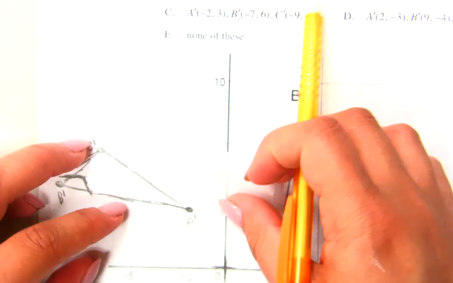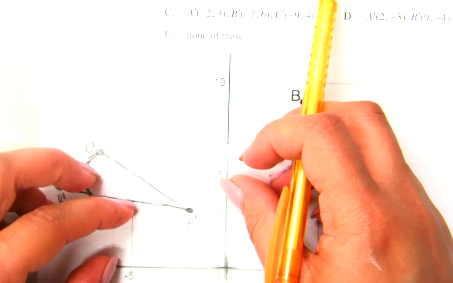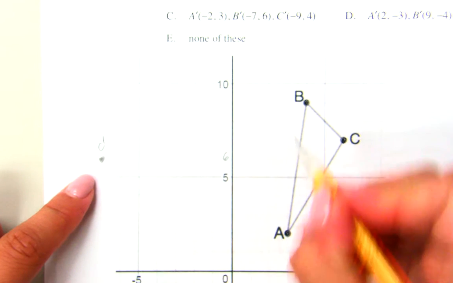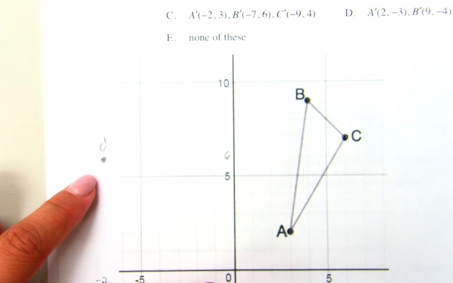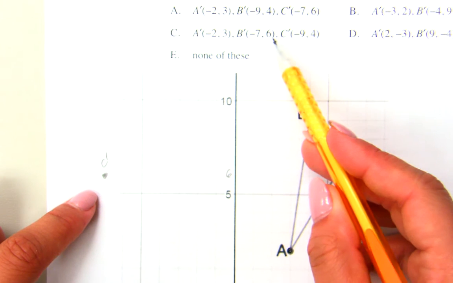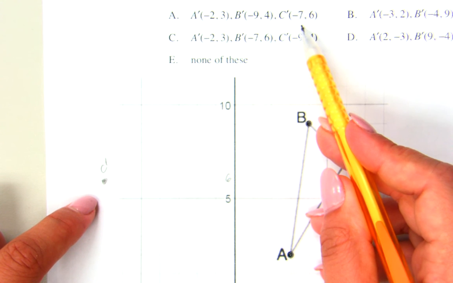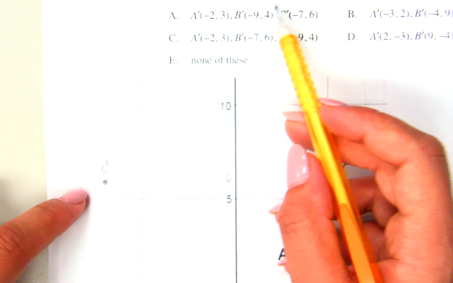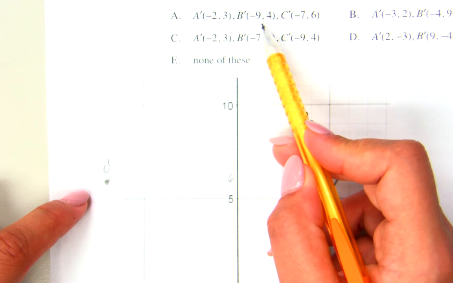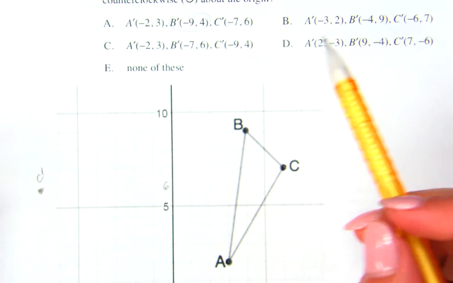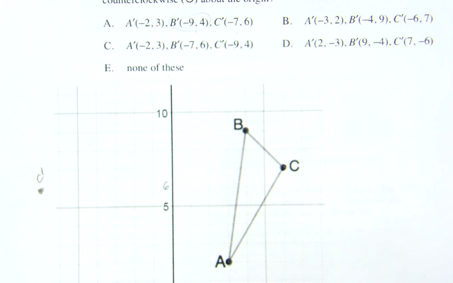I'm going to put a marking on here for C prime. Where's it at? Right over here somewhere. C prime is at negative 7 and 6. The only clarification you need is to make sure that B prime ends up at negative 9 and 4 before you select A. If it's not negative 9 and 4, it would probably have to be none of these, but I don't think it's E. I just don't see it happening.